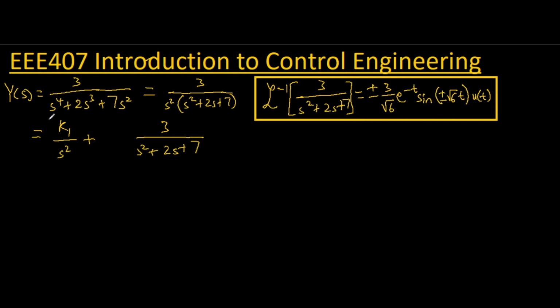And for this first expression here, k1 over s squared, we know the solution to that. The inverse Laplace transform of that is simply k1 multiplied by a unit ramp. So we can solve this. But one question we first need to address is: is this expression that we wrote here equivalent to this? Well, to a large extent, the answer is yes.